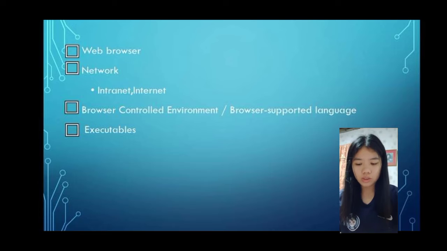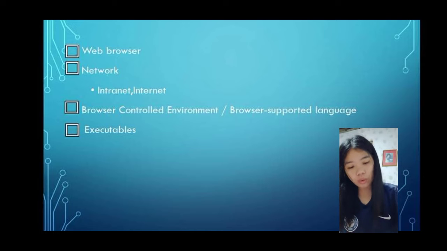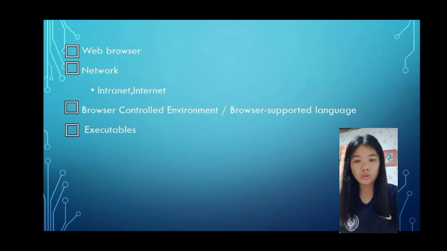As a continuation, we have web browser. A web browser is a program on a computer, tablet, or smartphone that allows you to view websites. Some common web browsers are Internet Explorer, Safari, Chrome, and Firefox. The next is network. It has intranet or internet, then browser-controlled environment or browser-supported language, and executables.